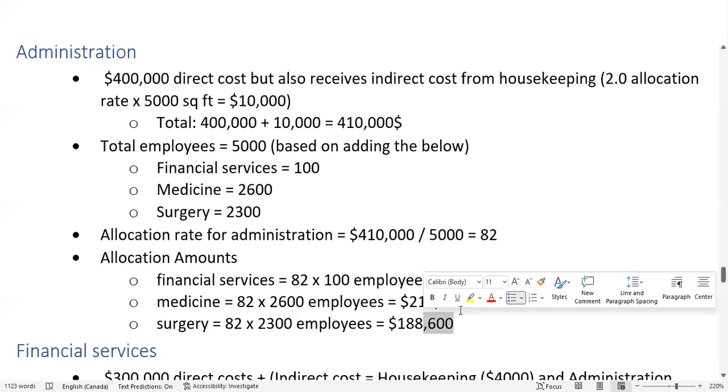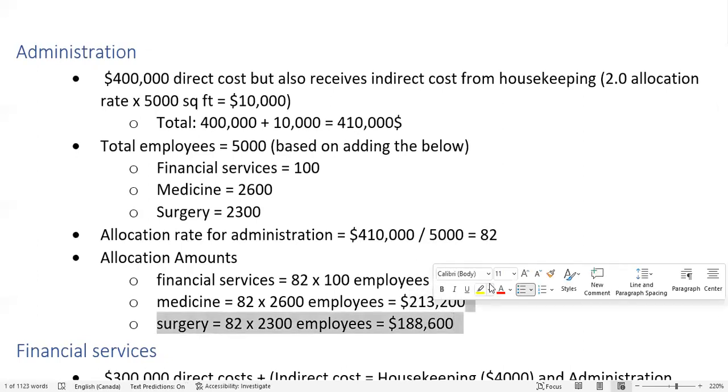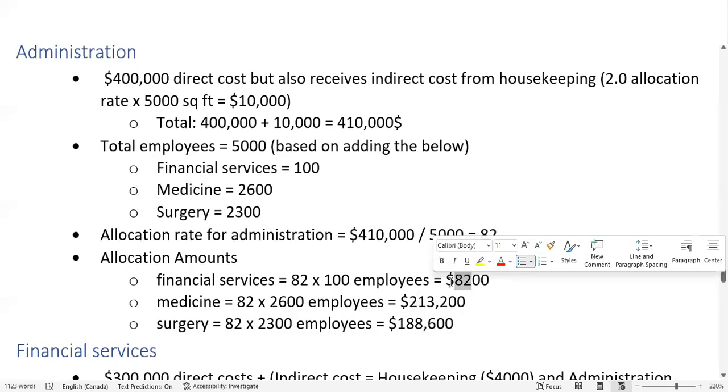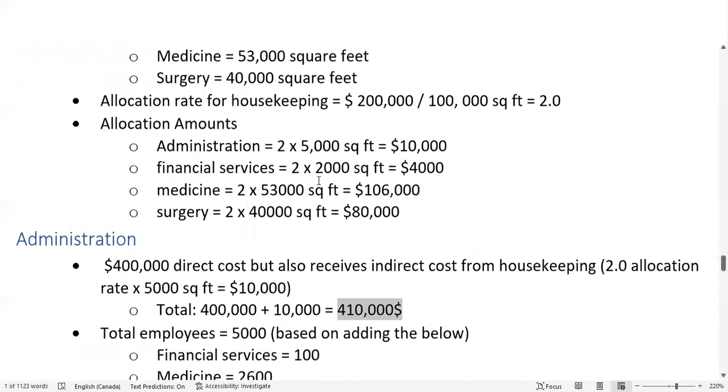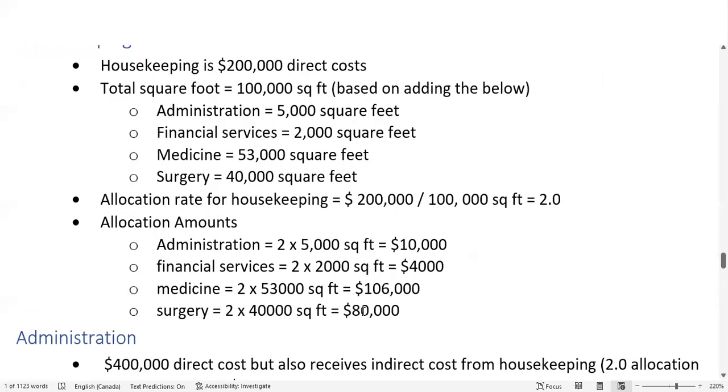Again, if you add these three figures up, it should show you that this amount adds up to $410,000. And I forgot to mention it's also the same here. If you add these four figures up, it should also add to $200,000.